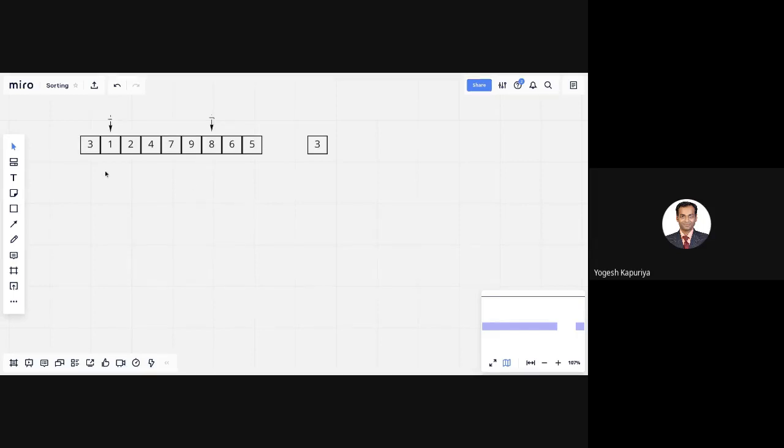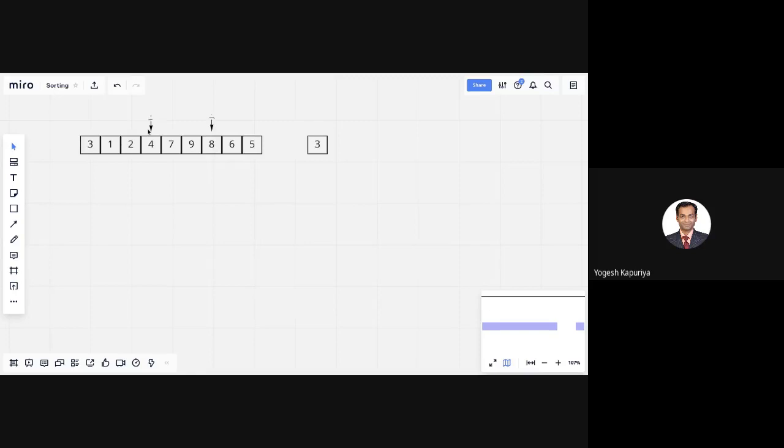Now once again you can continue with your movement and your comparisons. Remember, I is keeping those numbers which are less than or equal to the pivot number. Is 1 less than or equal to the pivot? Yes. 2 is less than or equal to the pivot, yes. Pivot is 3, remember. Then comes 4. Is 4 less than or equal to the pivot? No. So I will stop here.